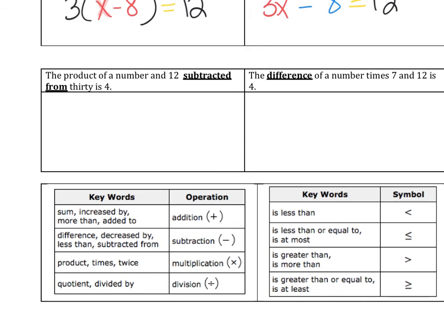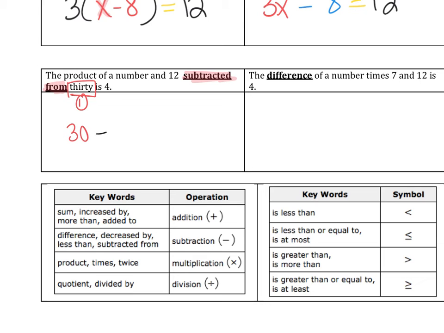In the next couple examples, it says the product of a number and 12 subtracted from 30 is 4. So remember, or you might recall from Unit 2, that when you're translating equations, when it says subtracted from, that means that the second part comes first. So this part that comes after the word subtraction comes first in our equation. So we would write that as 30, and then it says the product of a number and 12 subtracted from it.